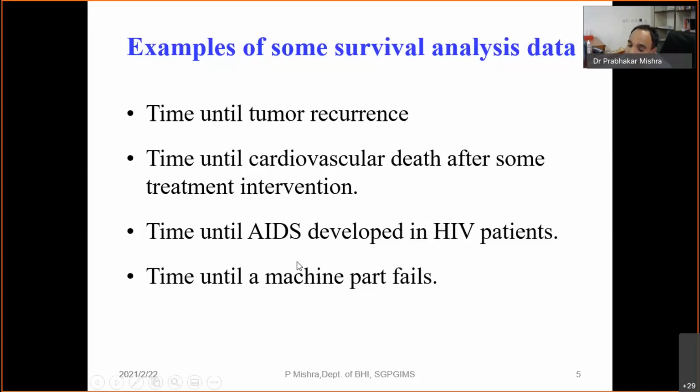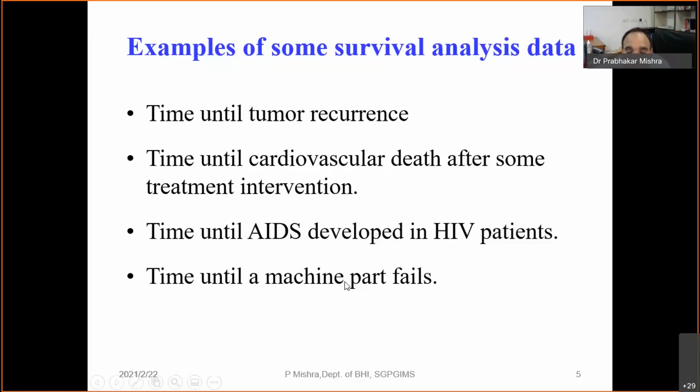Time until AIDS develops in an HIV patient. You know very well that once a person is infected by HIV, they do not immediately develop AIDS. There is some time. So we start the follow-up of the patient, and we look at after how many months or years the patient will develop AIDS.